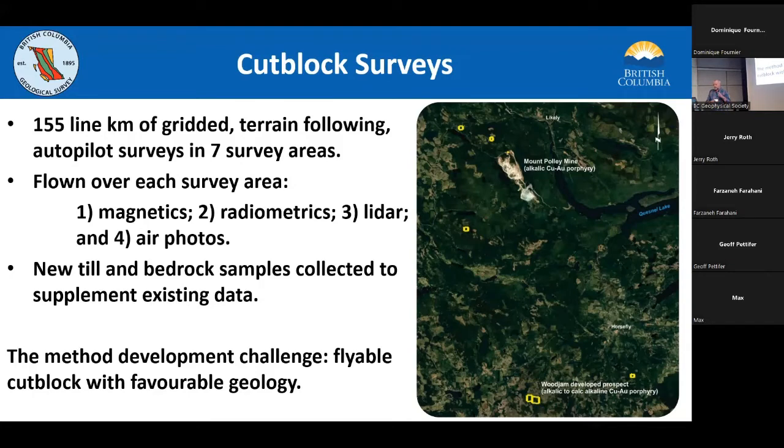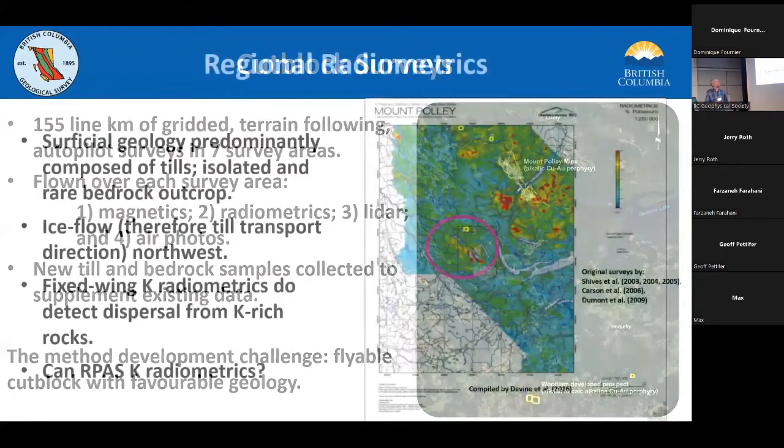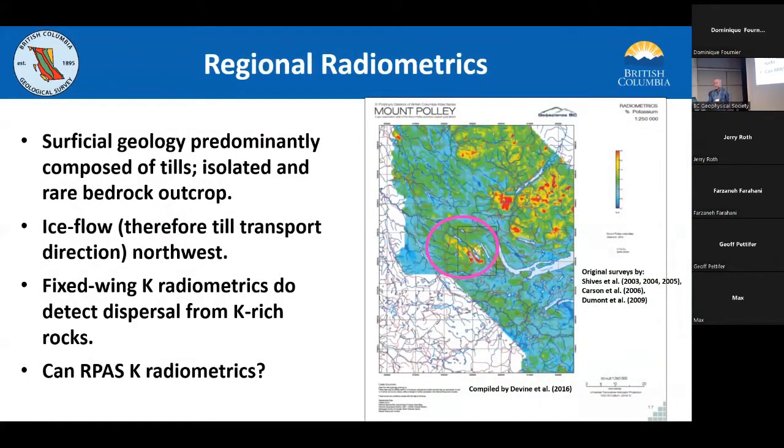So to supplement an existing data set, which is quite incredible, of till geochemistry and lithogeochemistry, we did collect a couple of other samples this past summer right within the survey areas that we were working in. And really, the method development challenge or conundrum for us was trying to find a flyable cut block with favorable geology. And that proved to be quite a challenge. Okay, so on to regional radiometrics.